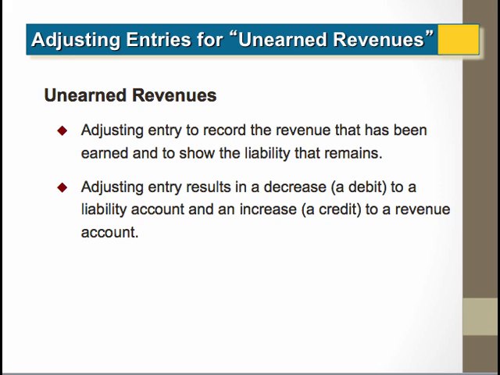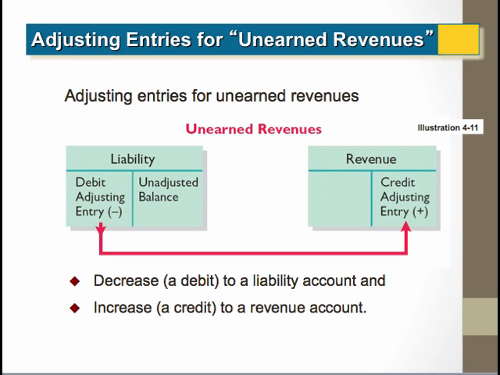So when we have unearned revenues, we need to create an adjusting journal entry to record the revenues as we earn the revenue. That adjusting journal entry will be a debit or a decrease to the liability account and an increase to the revenue account. So here we can show that we have a liability account with an unadjusted balance. As we do the work, we are going to reduce the liability account with a debit entry, and we're going to increase the revenue account with the credit entry.